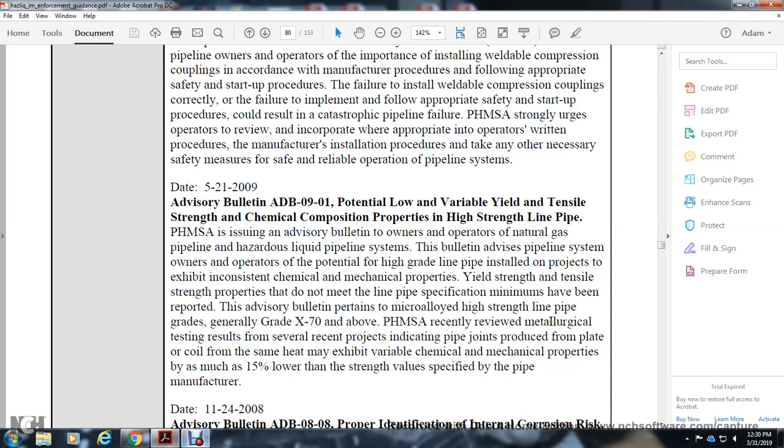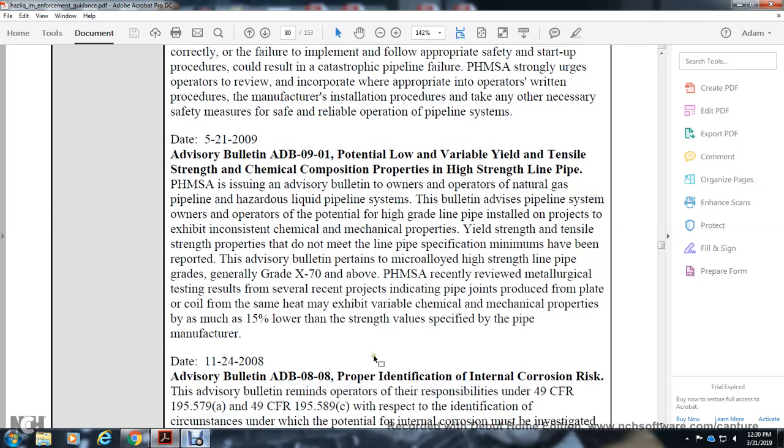The PHMSA recently reviewed the metallurgical testing results of several recent projects, indicating pipe joints from the same heat of pipe may exhibit variable chemical and mechanical properties as much as 15%, with the lower strength value being the best other than the manufacturer.